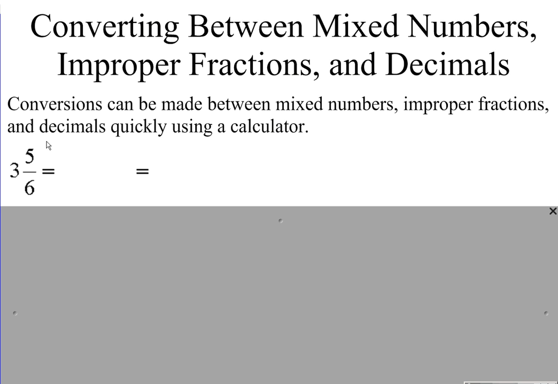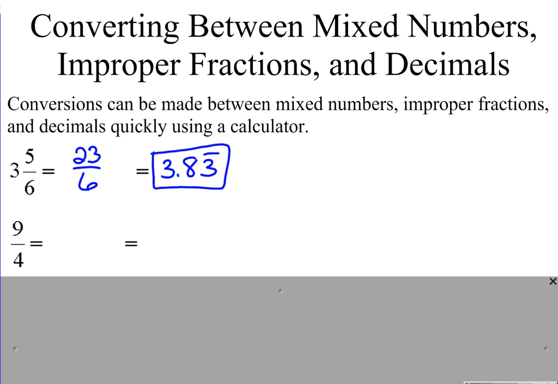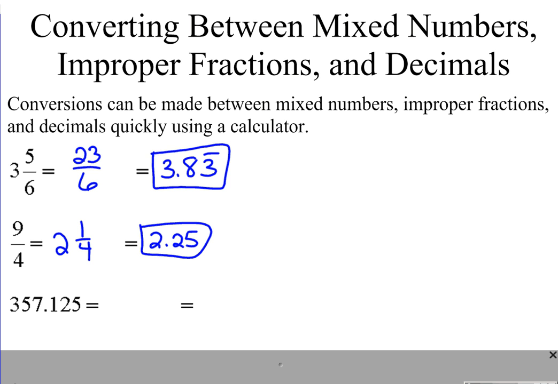3 and 5/6. Let's first change that to an improper fraction. 3 and 5/6 is 23/6. Now we can take and divide that out on the calculator. 23 divided by 6. We get 3.83 with a repeating 3 at the end. 9/4. Let's first go to a mixed number form. 9/4 is 2 and 1/4. Take 9, divide by 4. That's 2.25.